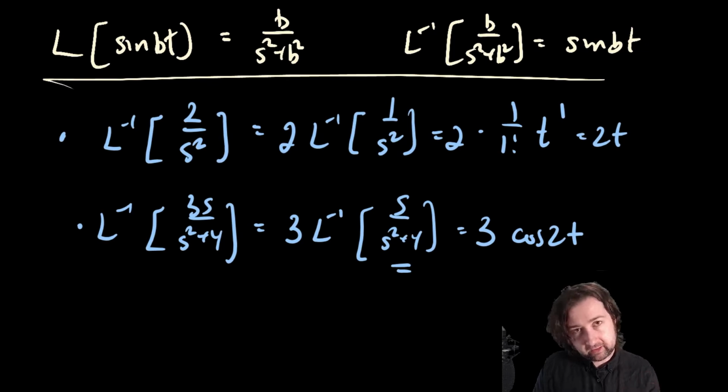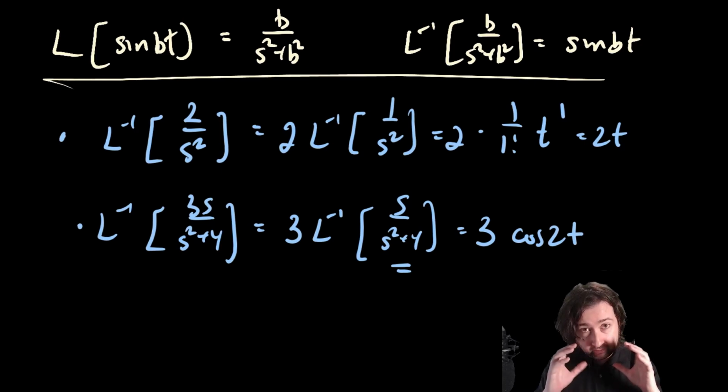A more typical problem might ask us to find the inverse Laplace transform of several of these patterns stuck together. And our task is going to be to unwind the function into something where we recognize what the patterns are so we can go backwards. The typical tool that's used to do this is partial fractions.